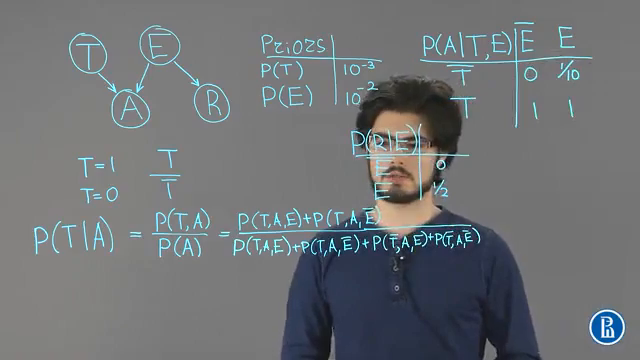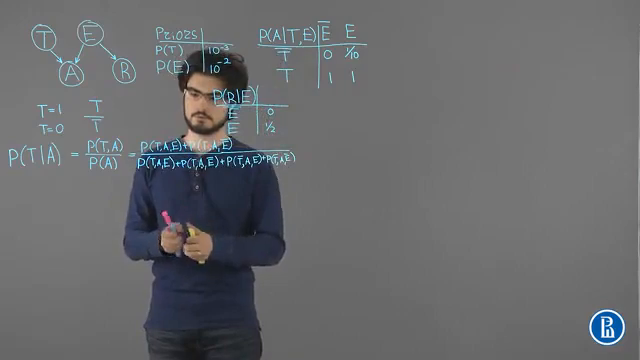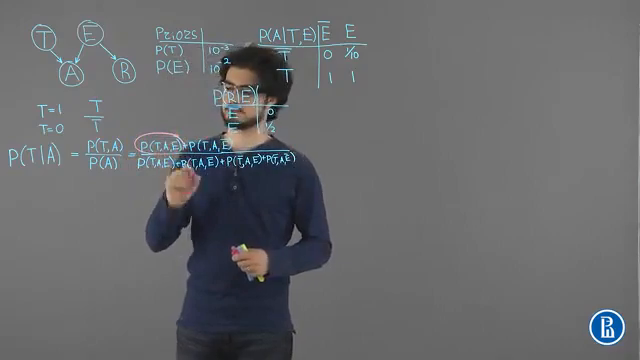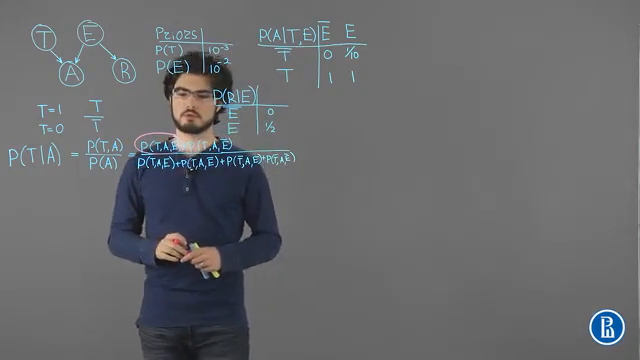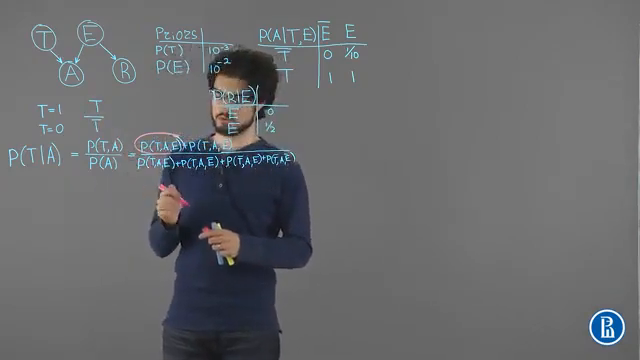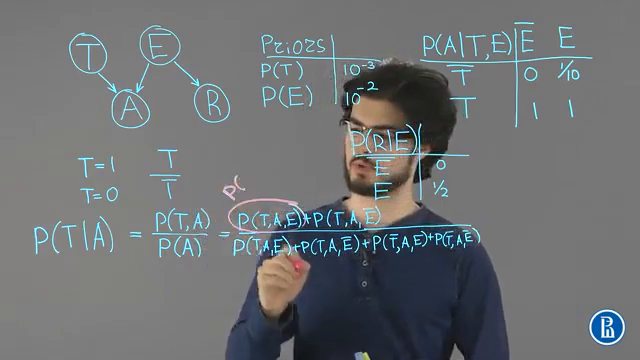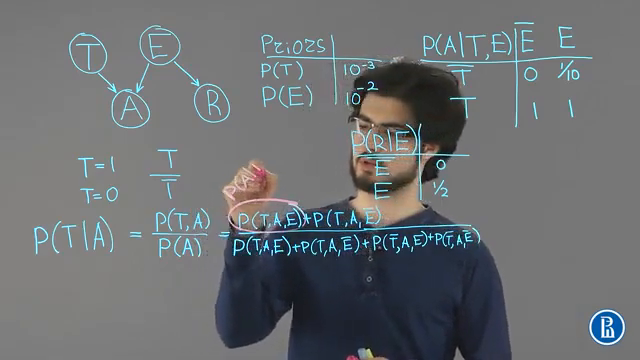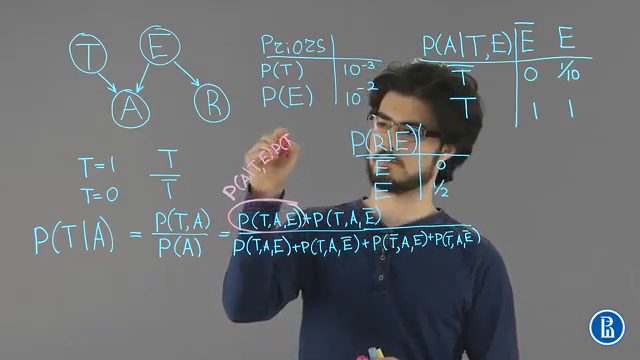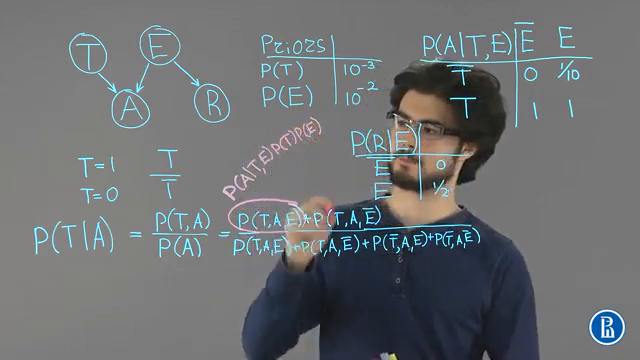Alright, now let's compute these terms. Let's start with the first one. So what is the joint probability of these three events? We can write them down using the model. So this joint probability actually equals, from this model, the probability of alarm given thief and an earthquake times the probability of thief and the probability of an earthquake.